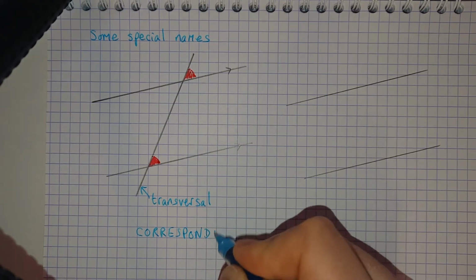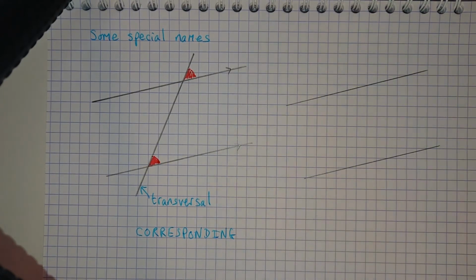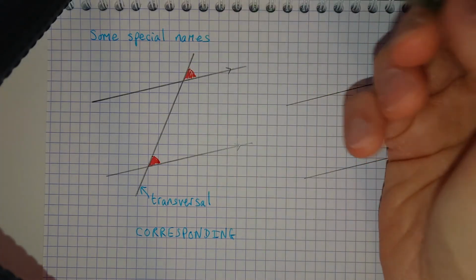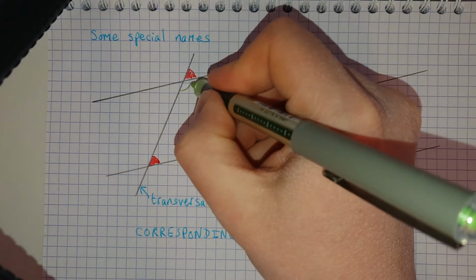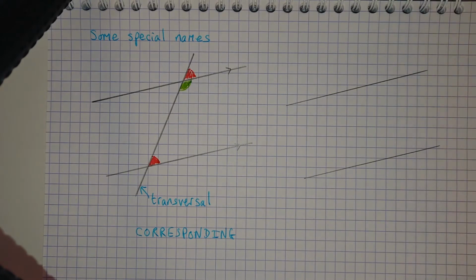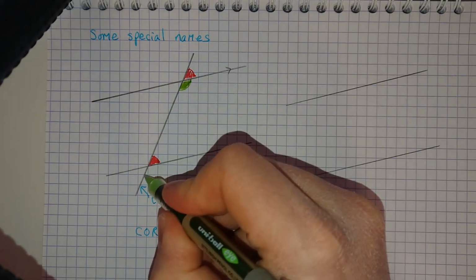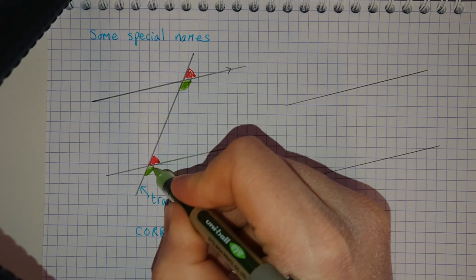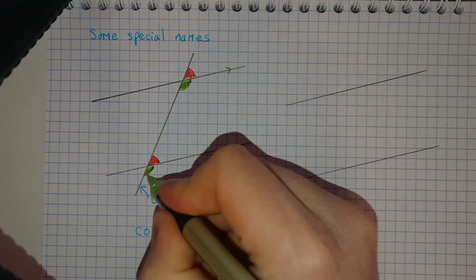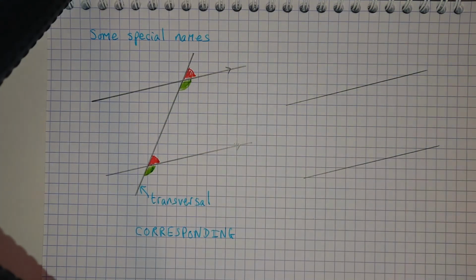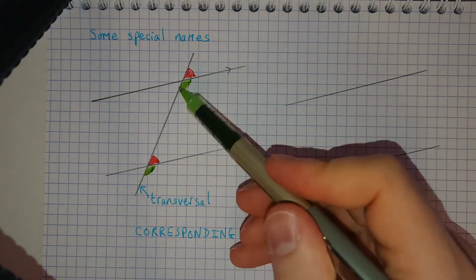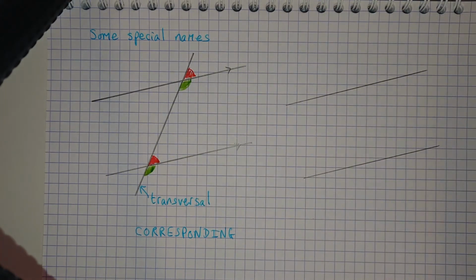Because they're in corresponding positions. They're both above and to the right. That's not the only pair of corresponding angles in this diagram. For example, if I'd started with this one, which is below and to the right, there is another one which is below and to the right, which is here. Okay. This one here is also below and to the right. And so the green angles are the same size and they are a pair of corresponding angles.